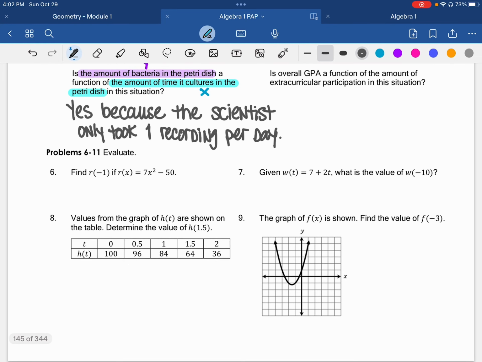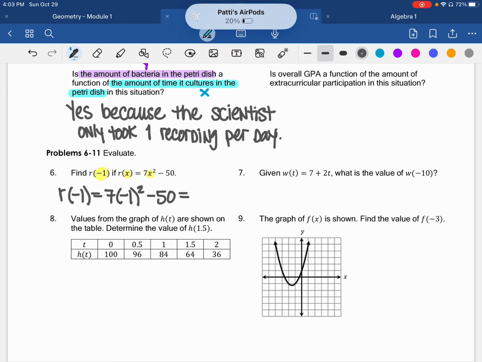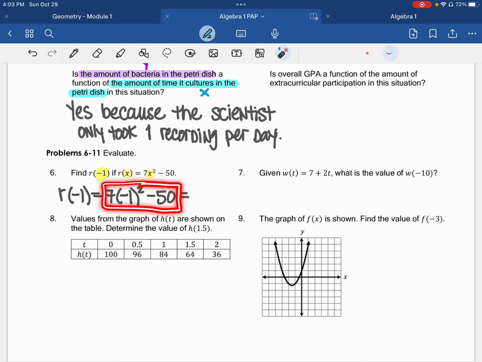All right, problems 6 through 11 are asking you to evaluate. I want to go ahead and do problem number 6. Remember that this is the number that you are going to plug in for the x's in the equation. So the first thing you're going to want to do for me is you're going to want to write down what you did in your calculator. This is going to get you optimal points on the test. Once you have gone ahead and plugged it in on your paper, you're going to go ahead and take this part right here and put it into the calculator.